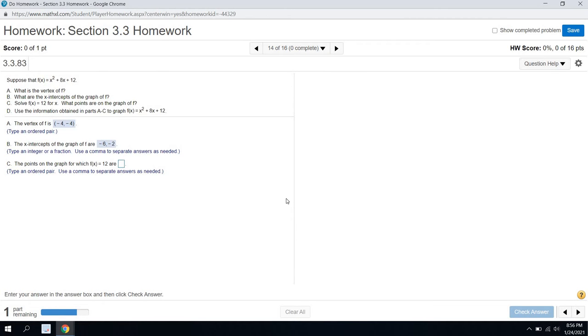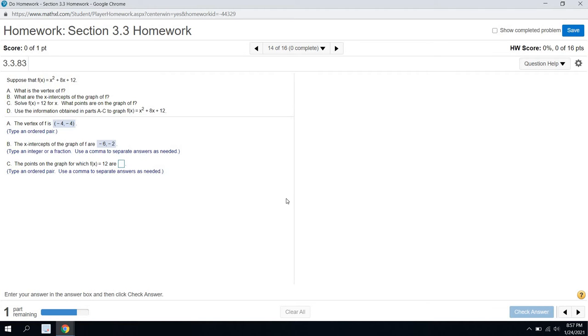Awesome. Now they want us to find the points on the graph with f of x equal to 12. Now they didn't pick 12 arbitrarily. Notice, if we set 12 equal to x squared plus 8x plus 12, and we subtract over the 12, we're solving where x squared plus 8x is equal to 0. Well, that's easy. We'll just factor out the x and get x times (x plus 8).